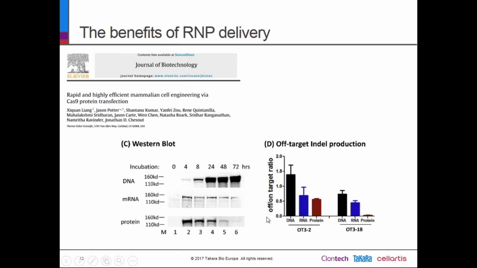And they also quantified the off-target mutations using sequencing, and here you can see the ratio is the other way around. So it's the off-on ratio, and the lowest ratio is observed when using protein delivery. So these papers just show that RNP delivery can give you really highly specific gene editing and lower off-target effects compared to plasmid delivery.